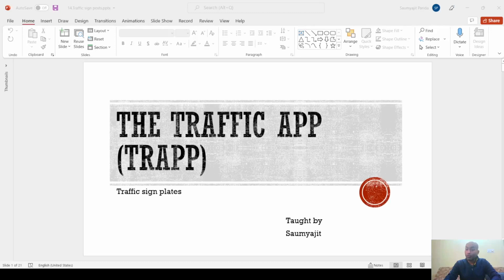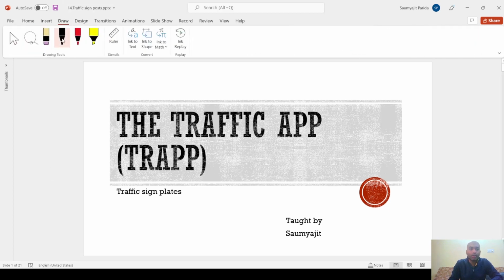Starting with episode 14, the agenda of today's video is that we will be discussing different traffic sign plates. Here we will be learning what the different kinds of traffic signposts or sign plates are, and what insights we can extract out of that information.